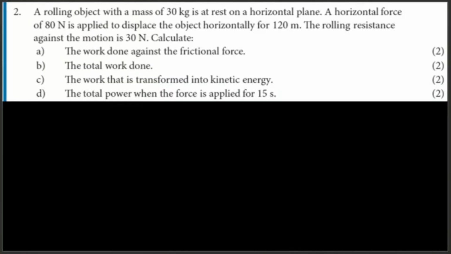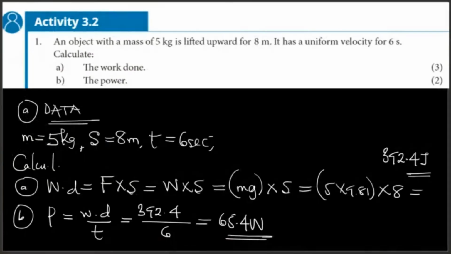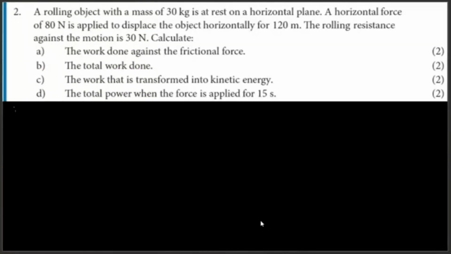Let's look at question 2 together. A rolling object with a mass. I hope you guys are not still writing this online. So this is a typical exam question. It said a rolling object with a mass of 30 kilograms. Let's see what's happening there.